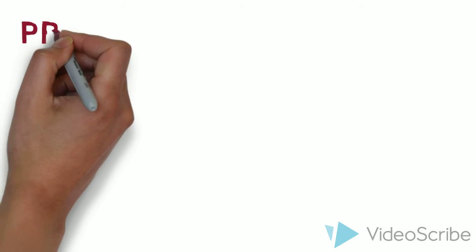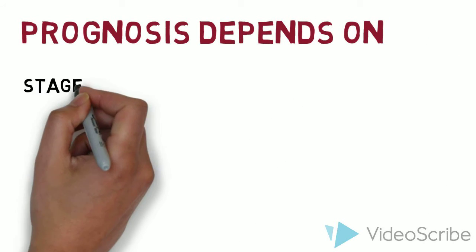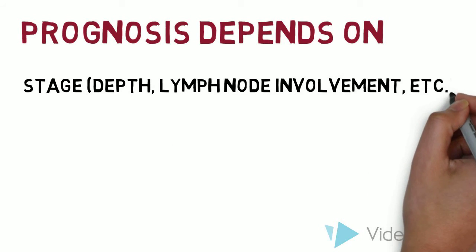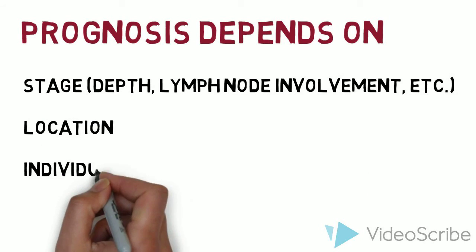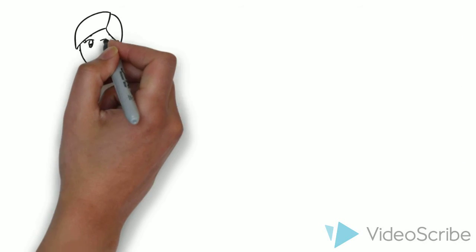Prognosis is variable and depends on the stage of the disease, for example, the depth, lymph node involvement, etc., the location, and individual patient factors. Before, we were much more guarded about prognosis, especially in the context of metastatic disease. However, nowadays with new treatment modalities, like newer chemotherapy, there is some potential for change.